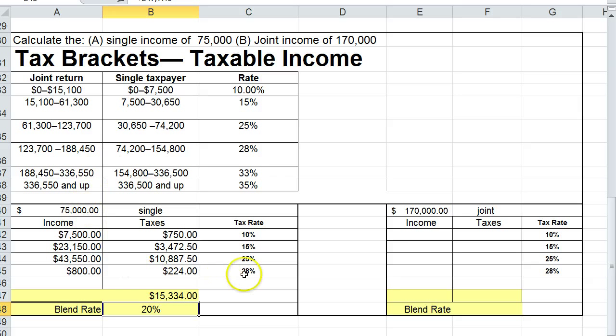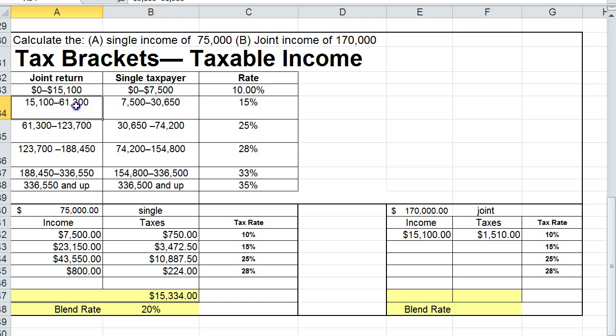Okay. So now, on the second example, this is a joint return, and the income is $170,000, so I'm going to use the joint tax brackets here, and I'm going to do the same thing. I'm going to find the capacity of the first bracket, which is 0 to $15,100, so I know that the capacity is $15,100, and I'm going to do my calculation. I take my income and multiply it by my tax rate, and that's how much taxes I pay in that first bracket.